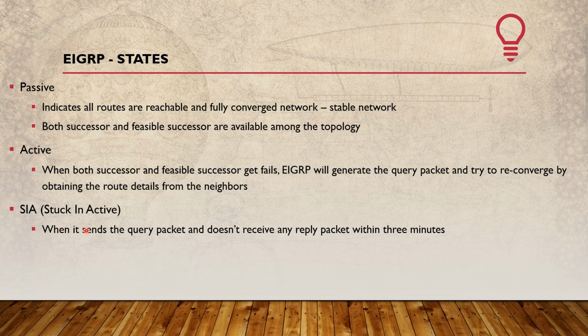The active and stuck in active states occur only when there is some problem in the network. Passive means it's a good sign, everything is fine, no need to worry. When it's in an active state or SIA state, then we need our attention. We need to look for the problem in the network.